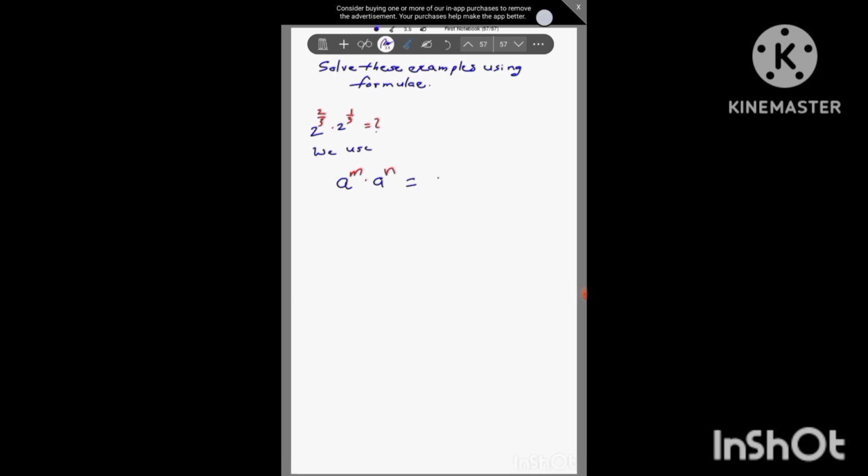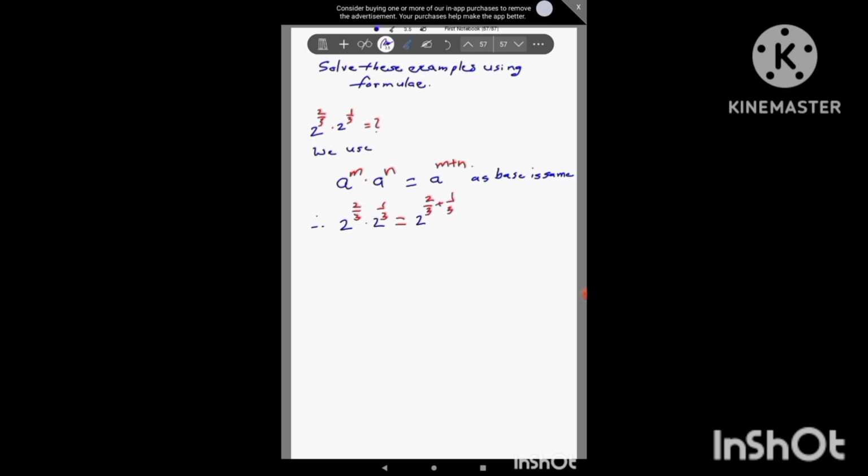Write the formula and learn it by heart, okay, and use it in the examples, you will remember it properly. You will not forget it till you get retired from your job, till more than 60. Okay. So see this: 2 raised to 2 upon 3 into 2 raised to 1 upon 3 is equal to 2 raised to, add the exponents of the powers. You get 2 raised to 3 upon 3, that is 2. Okay, this is one example.